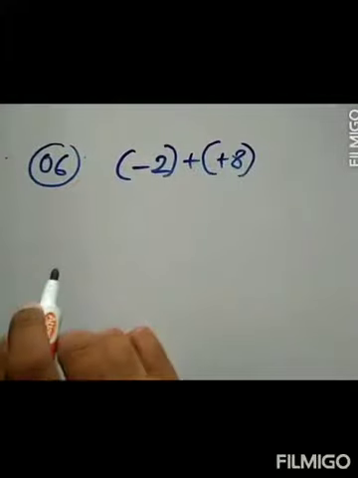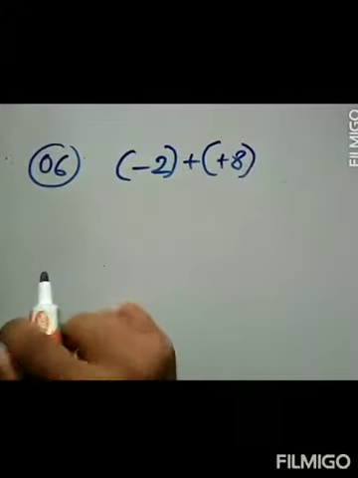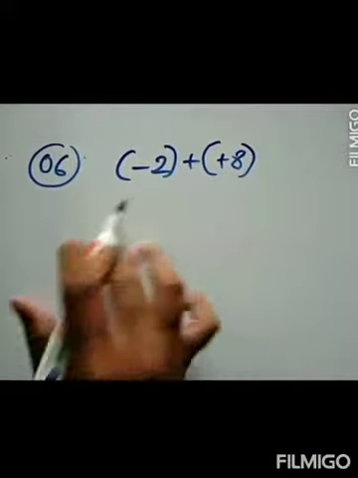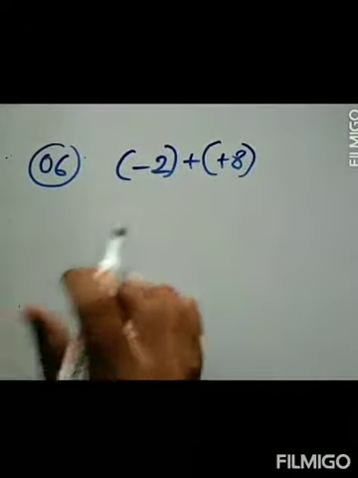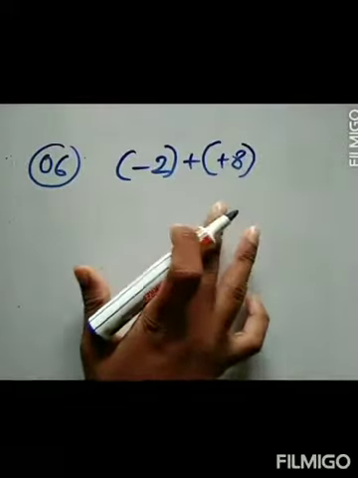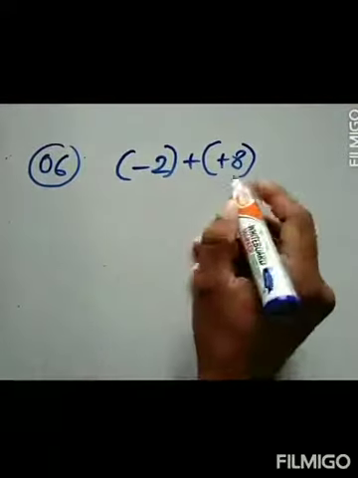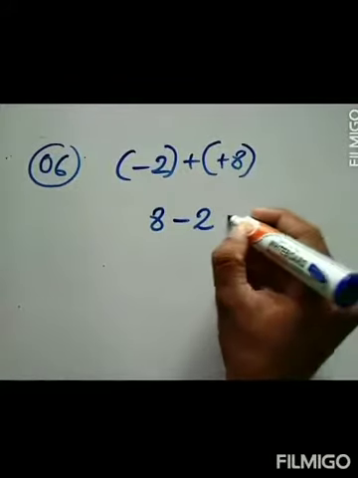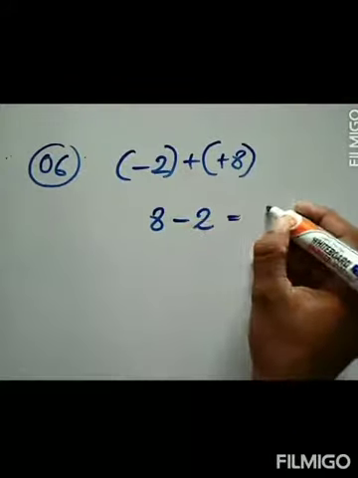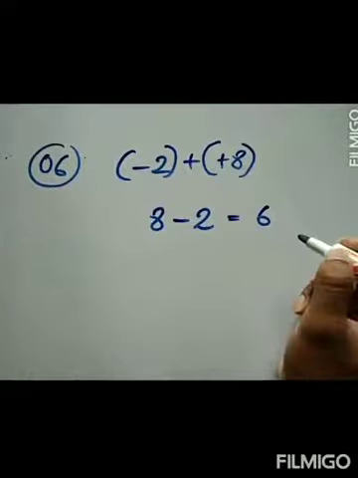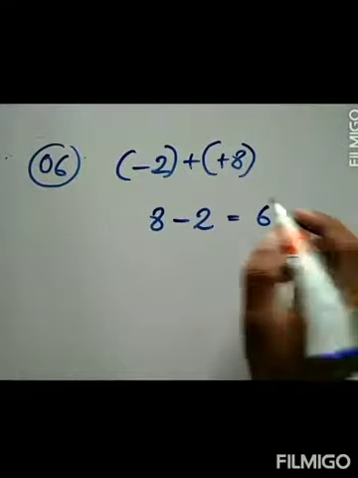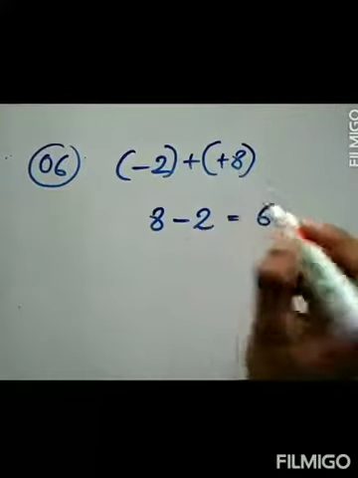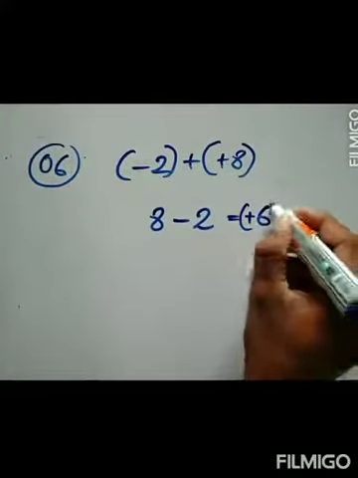Sixth question they have given add minus 2 and plus 8. If you try to add these two, the signs are different, so you have to take the difference from the larger value. Only the value you have to consider. From 8 you have to subtract 2. If you subtract 2 from 8, you will get 6. Now put the sign of the larger value. That means the 8 is larger, therefore the answer is plus 6.